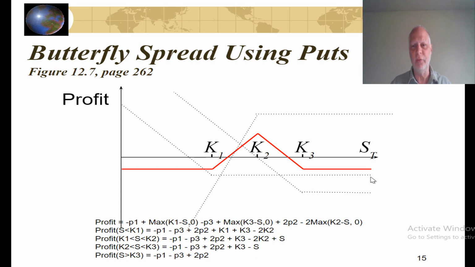For the final region over here, the other maximum loss point, all of the puts expire out of the money, so all the max terms give 0, and we're just left with the cost of the put premiums. And again, we should check our boundary point. What if S equals K3? Well, these cancel, and we end up with this being correct. So that is a butterfly spread using puts, which is again an anti-volatility bet. You are betting your stock will not change much from the price K2.